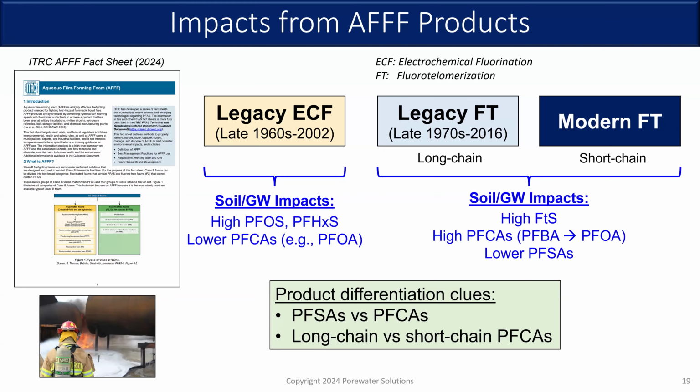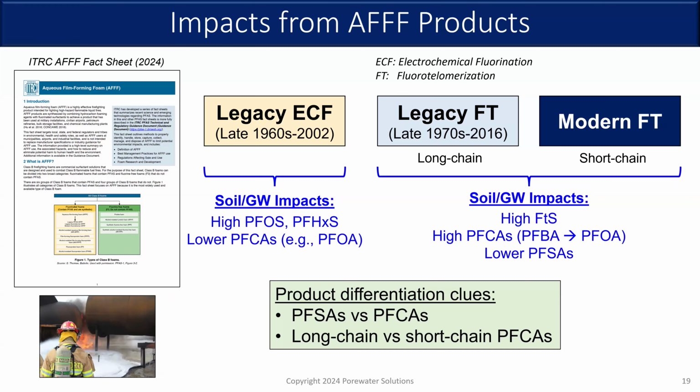But the key clues we're looking for, one is what's the relative ratio of, say, total sulfonates versus total carboxylates. That'll tell us whether it's an ECF or an FT-based AFFF product that was predominantly used. And also, if FT products have been used, what's the relative concentration of long chain versus short chain carboxylates? Because the older FT-based products tended to have longer chain compounds in them, longer chain precursors.